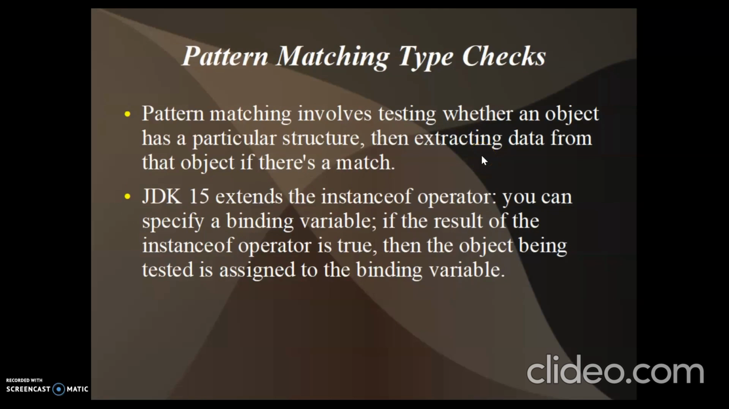The next feature which was introduced in this version is pattern matching for type checks. It involves testing whether an object has a particular structure and then assigning a variable to that object. So this reduces a lot of boilerplate code, and I'll just show you how we can achieve that.